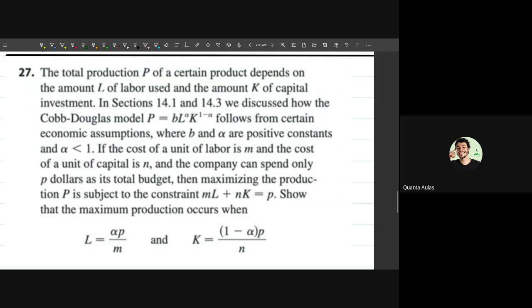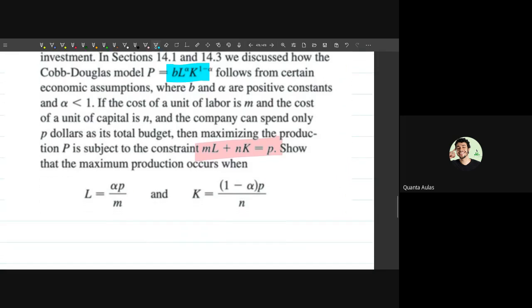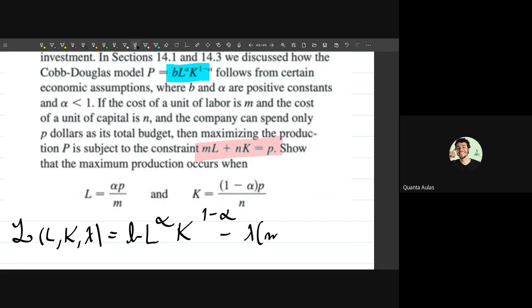Okay, we need to maximize things again, right? So we need to write an equation to do this. And our equation in this situation is very easy because we have the constraint here, and we have the Cobb-Douglas to be our function to optimize. So we just need to put these things all together. So our Lagrangian will be a Lagrange of L, K, and lambda: B L^alpha K^(1 minus alpha) minus lambda (ML plus NK minus P), right?